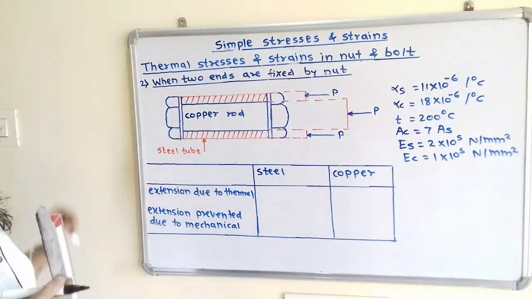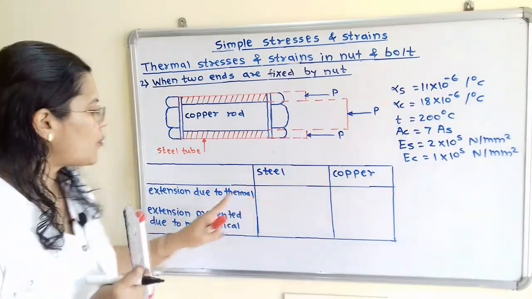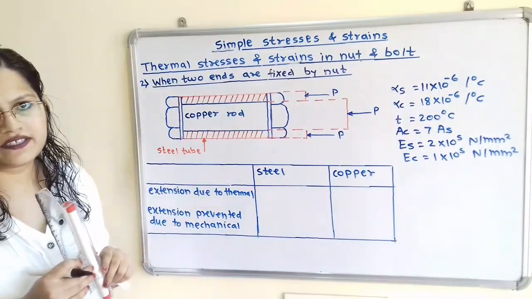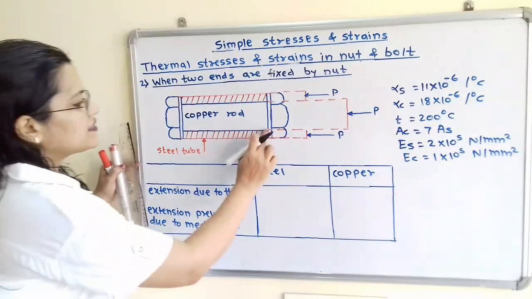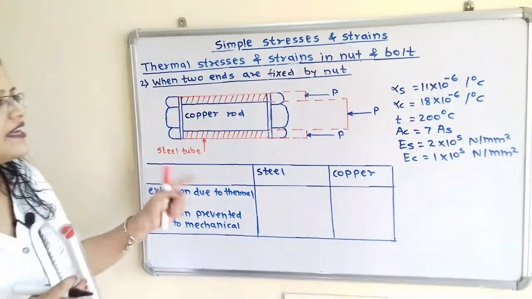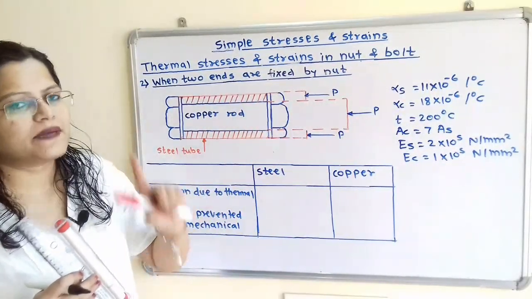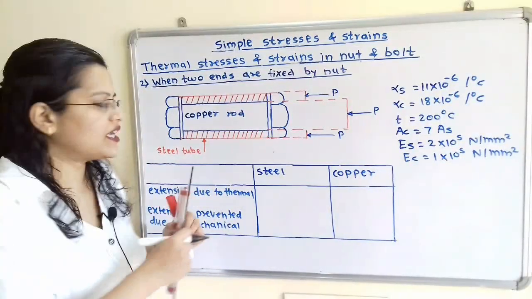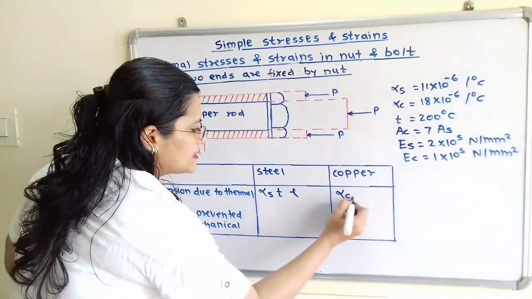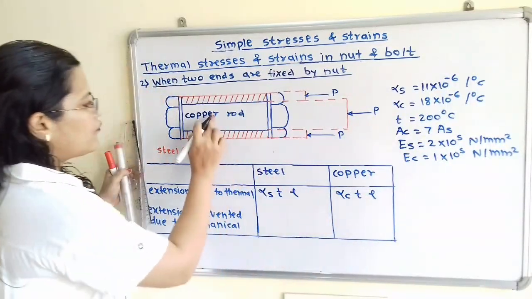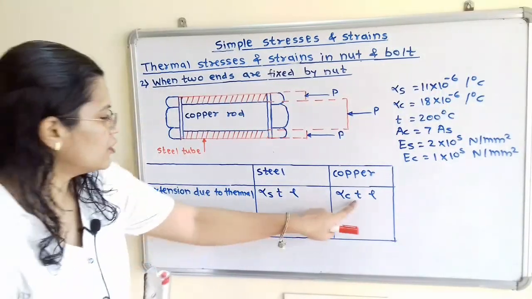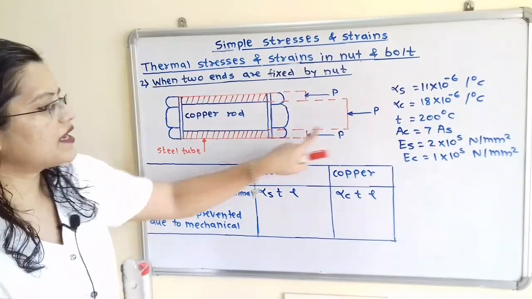Now we will prepare one table. For steel and copper, these two materials, first we will show the value of extension due to thermal energy or increase in temperature. So here is the extension. For steel we have to show the value. We know the formula: alpha multiplied by change in temperature T multiplied by original length. For steel we will write alpha S T L, and for copper we will write alpha C T L. Now this length is the same for copper and steel tube, and this value of T is also equal, that is 200 degree Celsius. So this is the extension due to thermal energy.